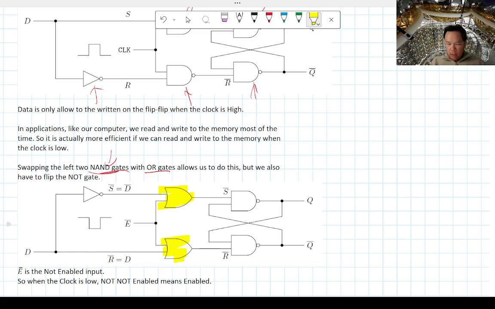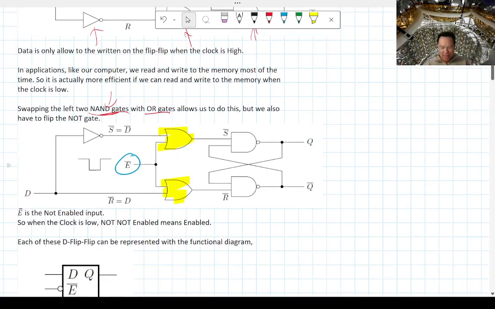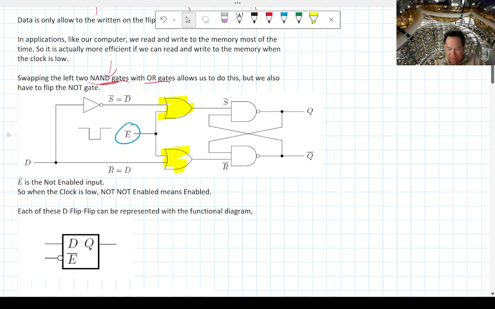So instead of calling it a clock, it's going to be called not E. And the E stands for enable. Okay. So since this is a low, right, you want it to be 0, right? If not enable is false, that means it is enabled. Okay, so just be a little careful of the double negatives there. So be aware of that.